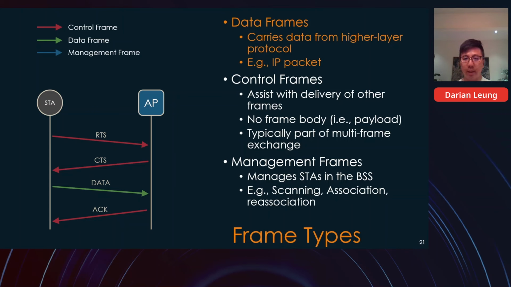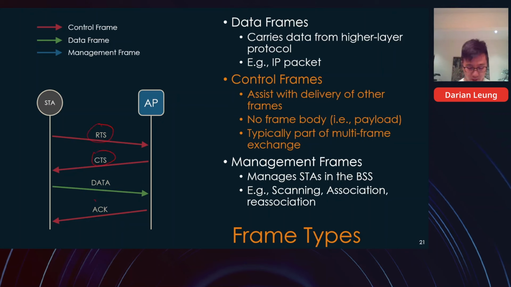Data frames carry data from higher layer protocols, so something like IP packets. The higher layer data is encapsulated in the body of the data frame. Control frames assist with the delivery of data frames, thus have no body and are typically found as part of multi-frame exchanges. For example, this diagram shows a typical multi-frame exchange required to deliver a data frame. Here, the RTS, CTS, and ACK frames are all control frames. The RTS and CTS frames are used to clear the channel, and the ACK frame is used to acknowledge that the data frame was delivered successfully.